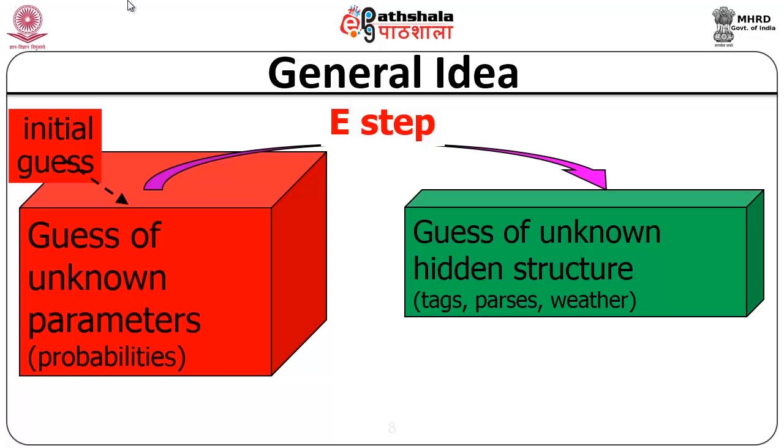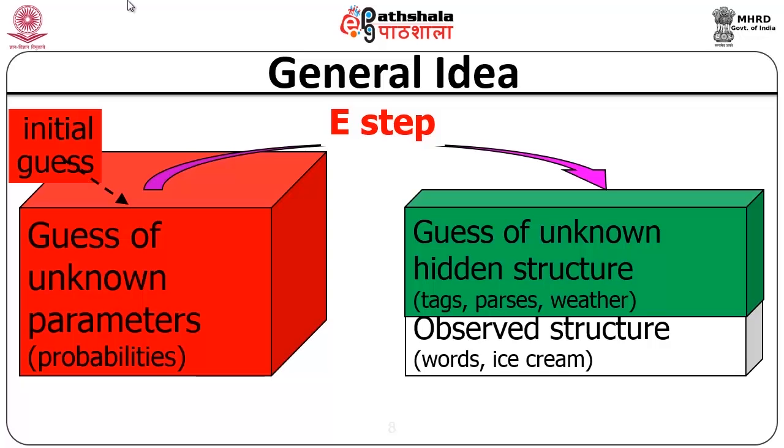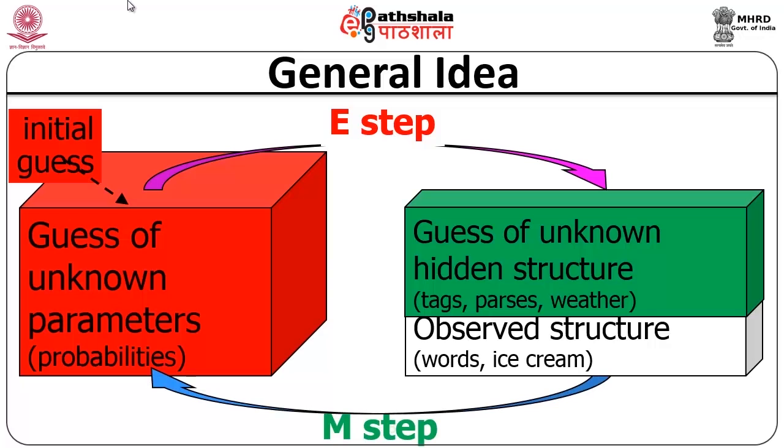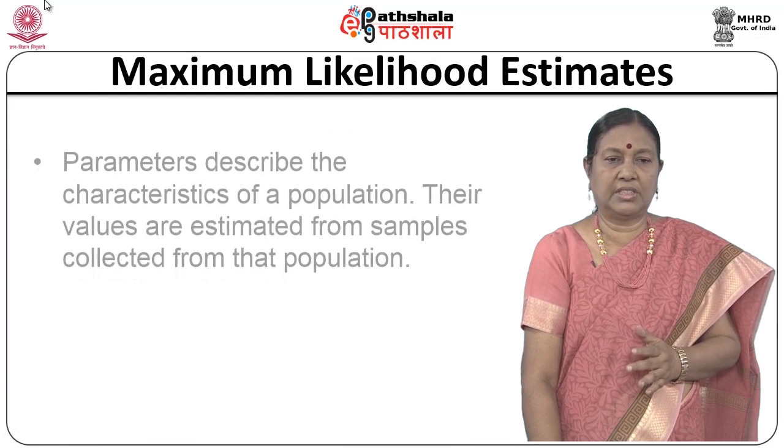Now, just to give you an idea of what this hidden structure is, depending on the application, for example, if you have words, the tags could be the hidden structure. Your sentence could be the words, and the POS tags could be the hidden structure, and so on. The observed structure will not directly be the tags, it will be the words, and could be ice cream for the weather example. So, you observe the structure, then you use the M step, or the maximization step, to again recalculate the probabilities and keep doing this till you reach convergence.